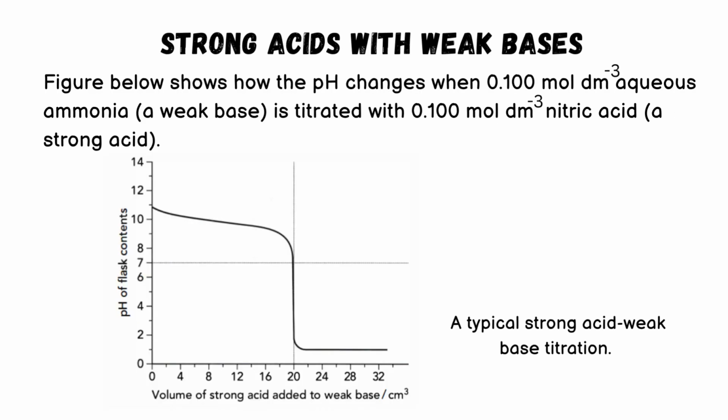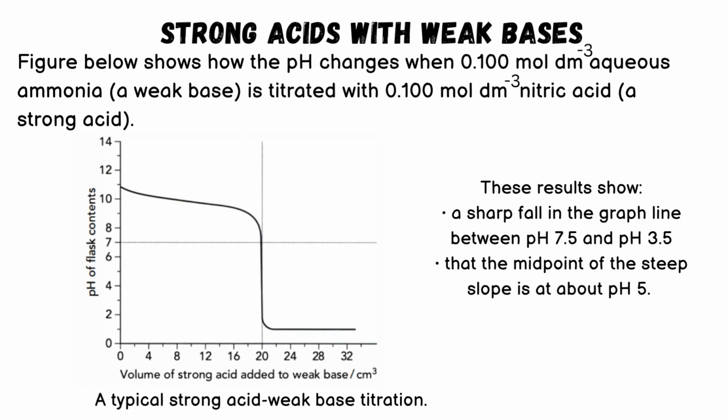The figure below shows how the pH changes when 0.1 mol per dm³ aqueous ammonia is titrated with 0.1 mol per dm³ nitric acid, which is a strong acid. This is a titration between a strong acid and weak base. The result shows a sharp fall in the graph line between pH 7.5 and pH 3.5, and the midpoint of the steep slope is at about pH 5.